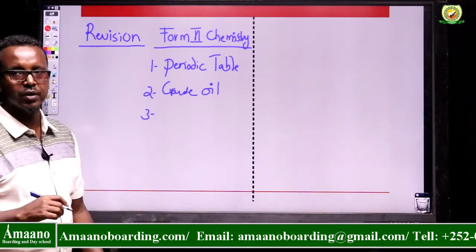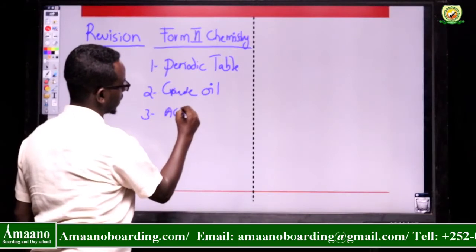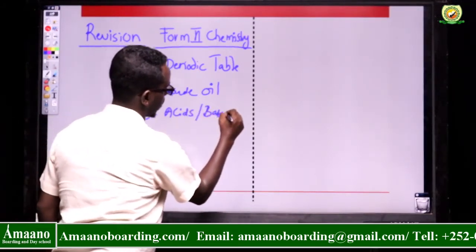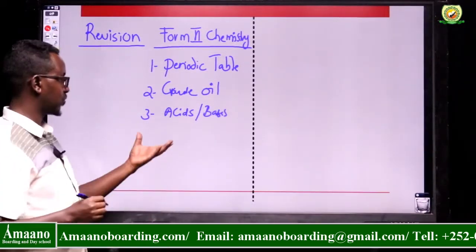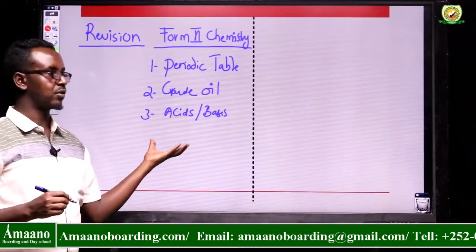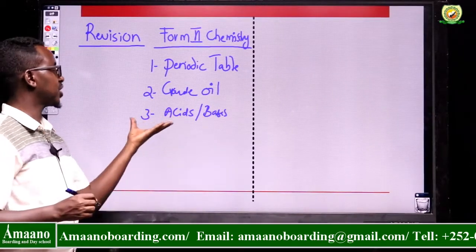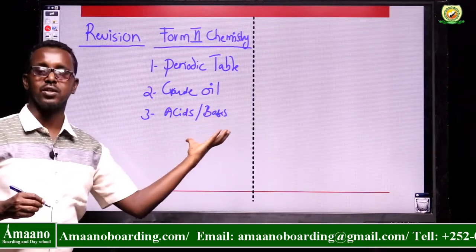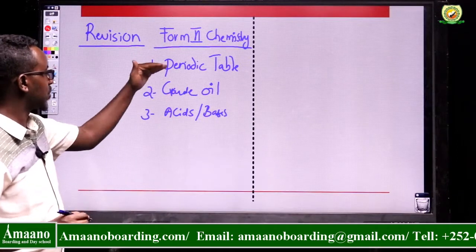Number three, the last chapter, what we call acids and bases. We didn't finish this chapter, but you have to know the definition of acids, definition of bases, some properties of acids, some properties of bases, reactions of acids we have there. Again, you have to add this one, indicators. We came across indicators. So acids and bases, crude oil, periodic table.